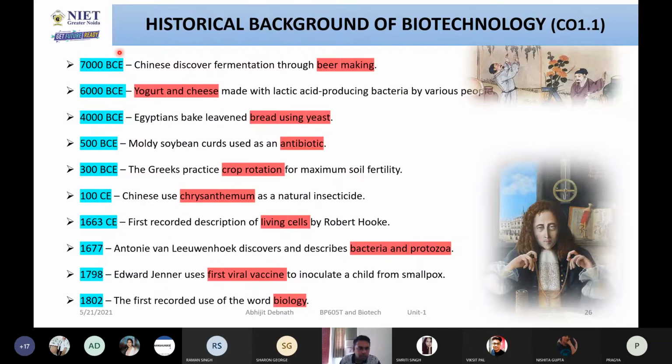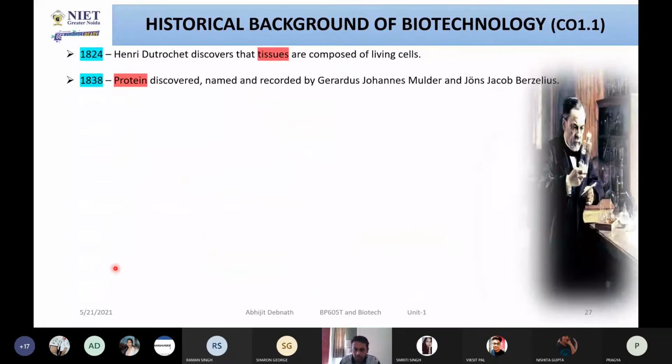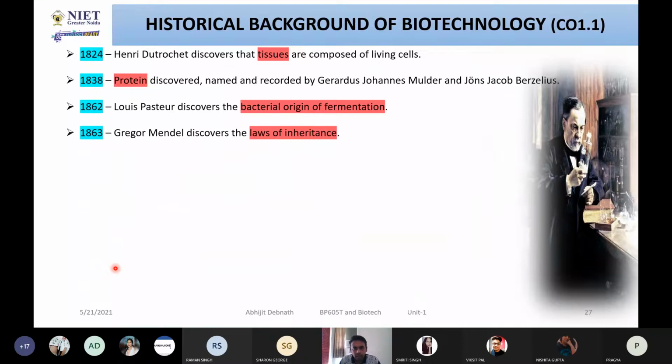So you can see the story started from 700 BCE, before the Common Era, and suddenly we jump to 1802. It means for more than 6,000 years, there was no proper research in this field. After biology emerged, people discovered tissues, proteins, and bacterial origins. After that, Mendel stated the law of inheritance.